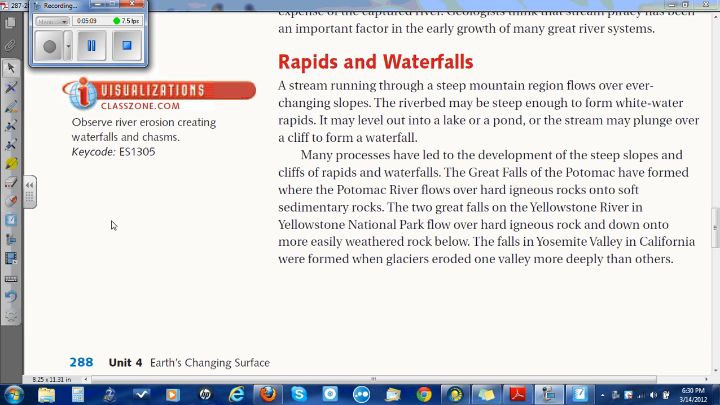A stream running through a steep mountain region flows over ever-changing slopes. The riverbed may be steep enough to form whitewater rapids, may level out into a lake or a pond, or the stream may plunge over a cliff to form a waterfall. Many processes have led to the development of the steep slopes and cliffs of rapids and waterfalls. The Great Falls of the Potomac have formed where the Potomac River flows over hard igneous rocks onto soft sedimentary rocks. The two Great Falls on the Yellowstone River in Yellowstone National Park flow over hard igneous rock and down onto more easily weathered rock below. The falls in Yosemite Valley in California were formed when glaciers eroded one valley more deeply than others.